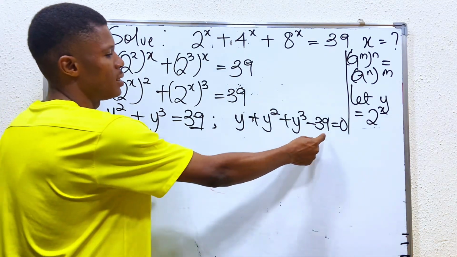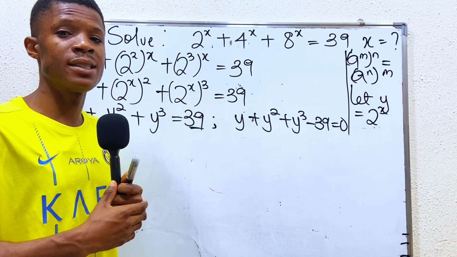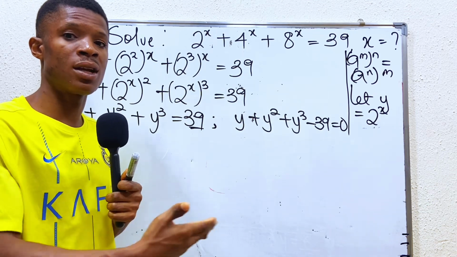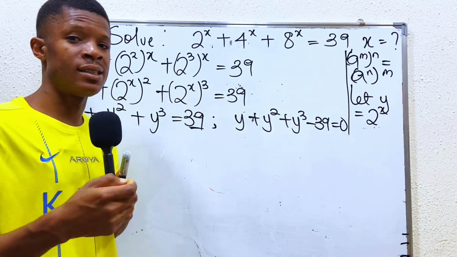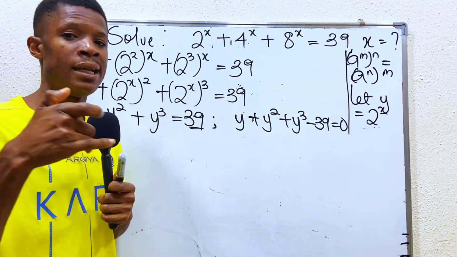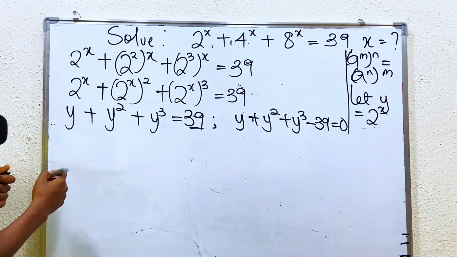Power 1, linear function, quadratic function, cubic function. But this particular 39 can also be in that form because we can write 27 plus 9 plus 3, which is also 39. And you know that 27 is 3 cubed, 9 is 3 squared, and 3 is what? 3 in power 1. So we can replace it to be that form.